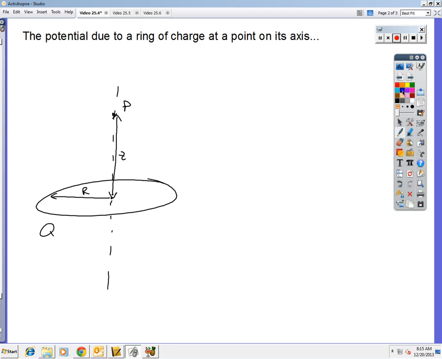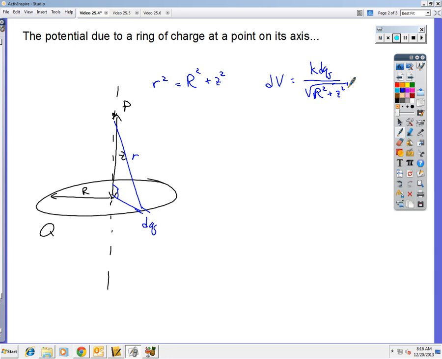So what we do is we break the ring up into a bunch of small point charges dq. The distance that they are from point P is little r. And we can say, because we've got a right triangle here, that r squared is equal to big R squared plus z squared. And that means that we can say that the potential due to dq is k times dq divided by the square root of big R squared plus z squared.